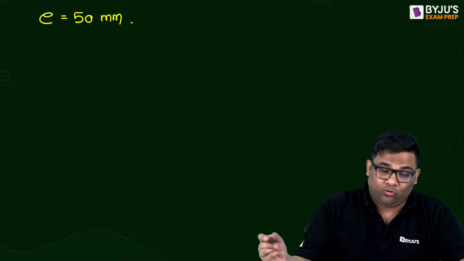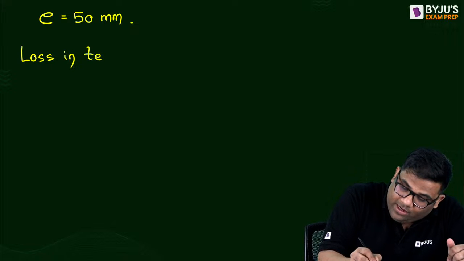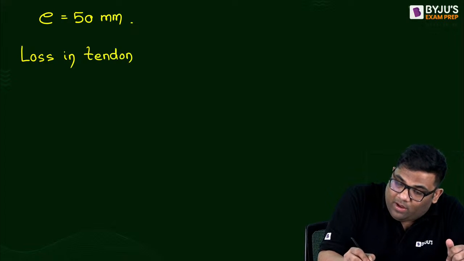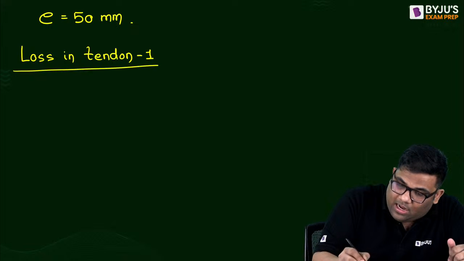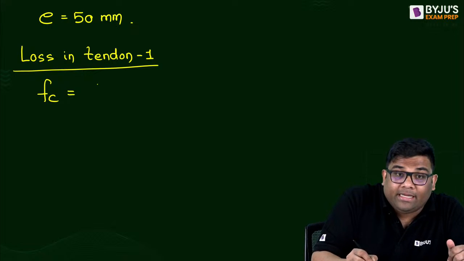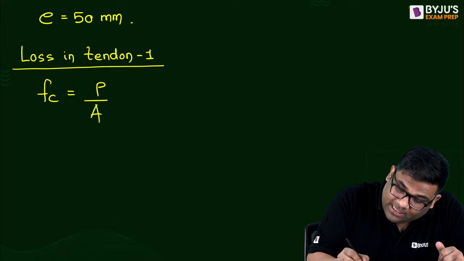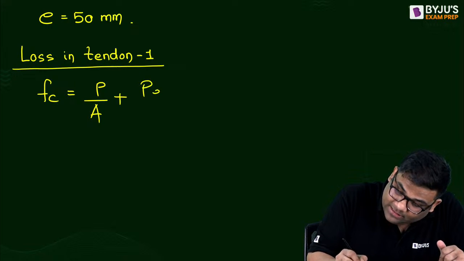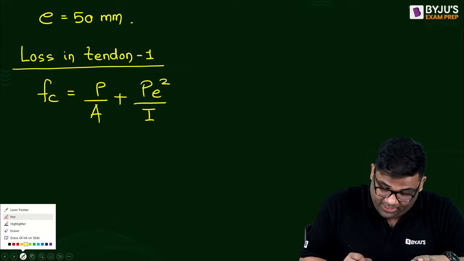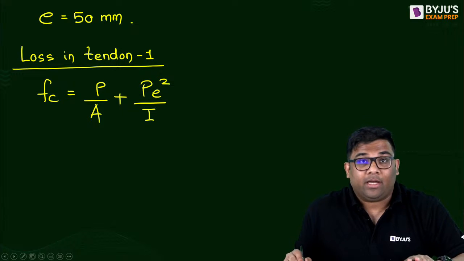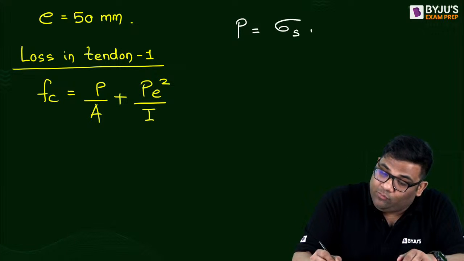Very good. So when I am finding the loss in tendon 1, what will I do? I'll use the FC formula as P by A plus P E square upon I. Right? Now what is the P? P is sigma S into AS.